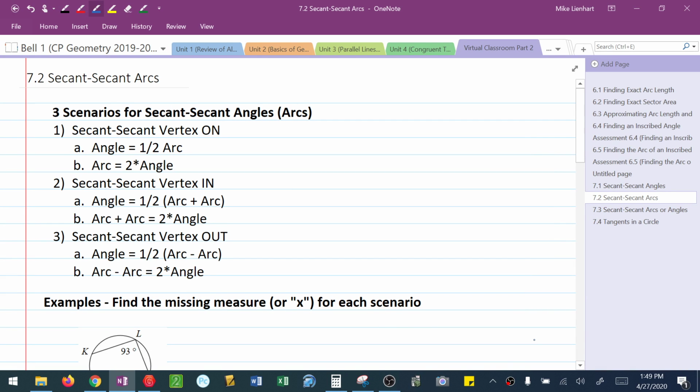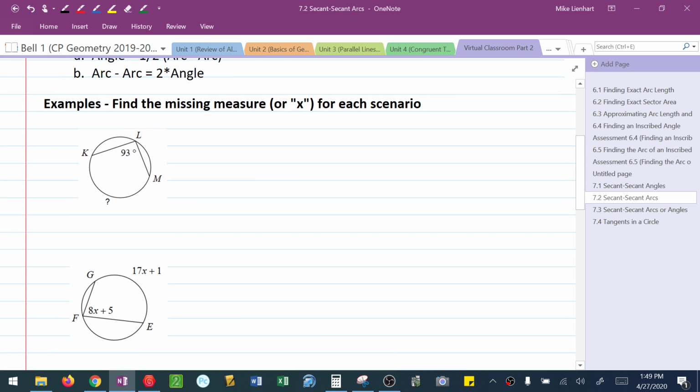For this video, we are going to stick with our secant scenarios, but what we're going to really focus on here for the secants is finding arcs. Now here's the beauty. I don't have anything new to learn, okay? We have three scenarios: vertex on, vertex in, and vertex out. And how we find the arcs, you're going to set it up the exact same way, just find the missing arc instead of the angle. So let's jump right into the examples here.